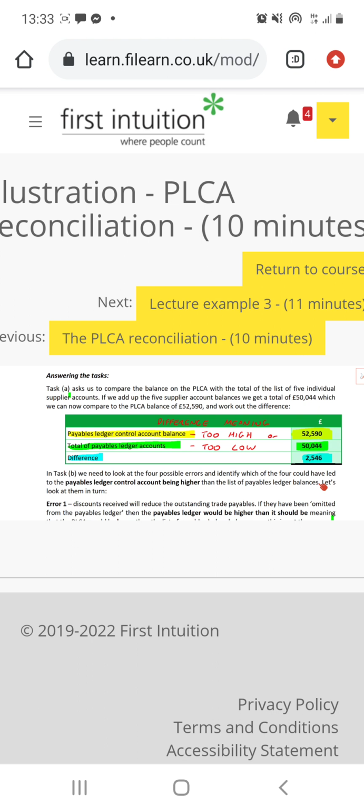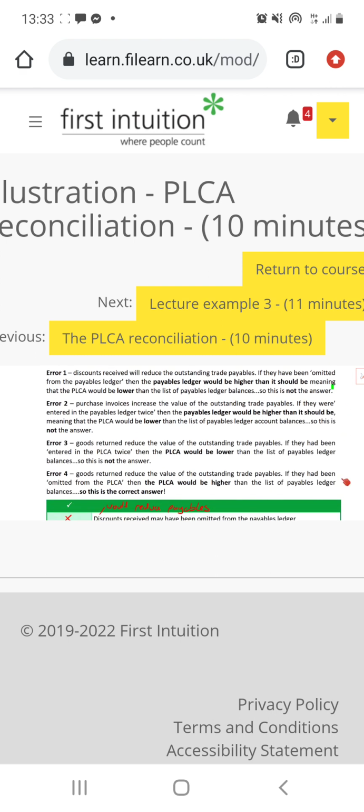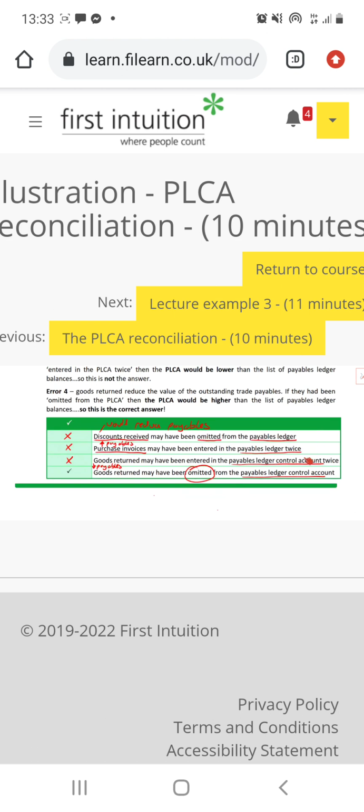I'm looking for something that meant at the moment the payables ledger control account balance could be too high. And if I haven't put through a load of credit notes to reduce down that payables ledger control account balance, it would be too high. So therefore, that's the only one that can explain it. Hence the fact that the tick is in that box, and correctly so, it should be in that box.